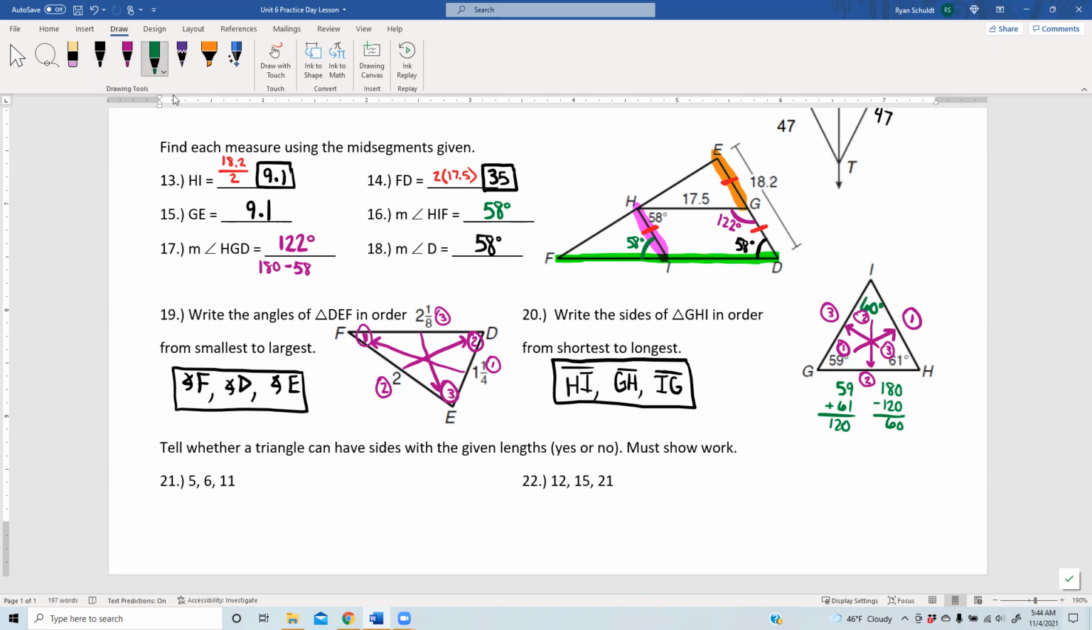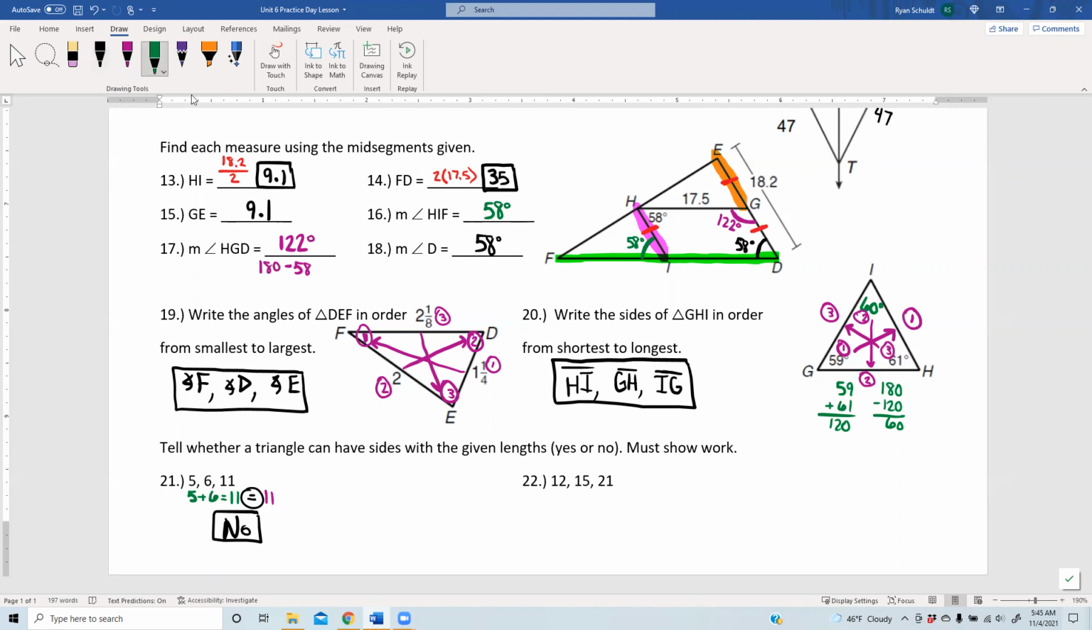Our smallest two here are 5 and 6. So 5 plus 6 gives me 11. How does that compare to the 11 given? It's equal. Can they be equal? No, the smallest two have to be greater than that one. So this would be a no. They cannot be equal.